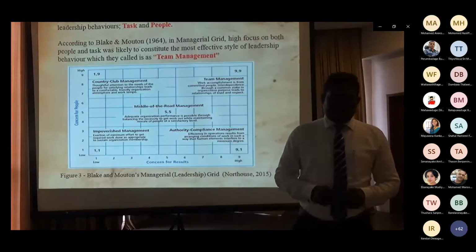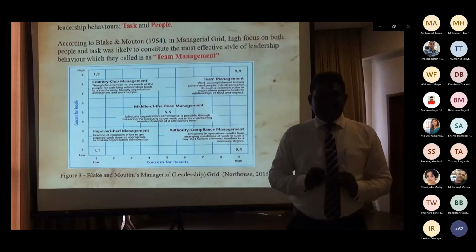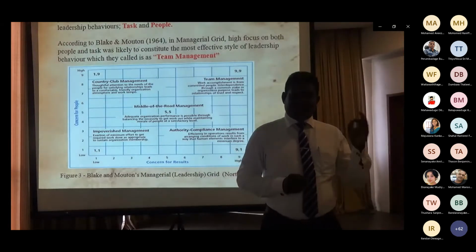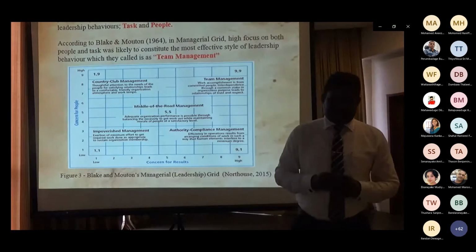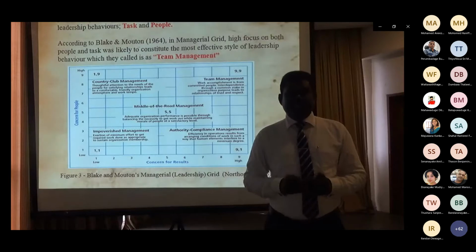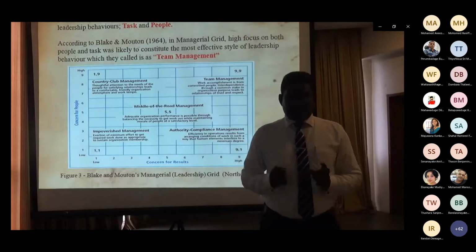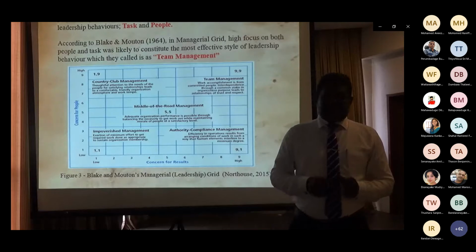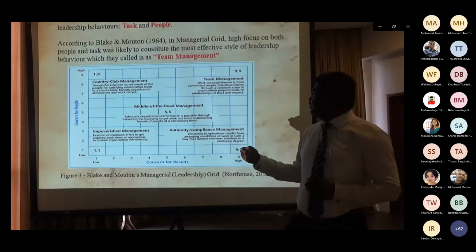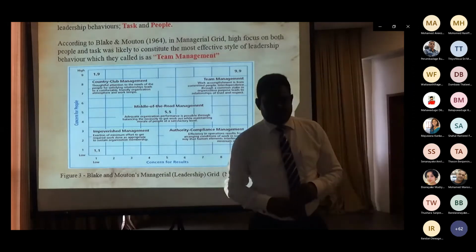Northouse 2015 highlighted that each of these models identifies two dimensions of leadership behaviors. One is task-oriented, the other is people-oriented. According to Blake and Mouton 1964 in the managerial grid, a leader highly focused on both people and task is likely to constitute the most effective leadership behavior, which they call team management.